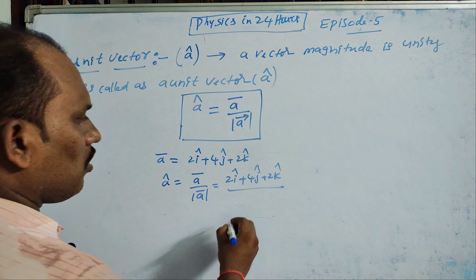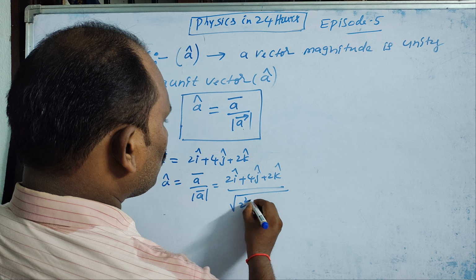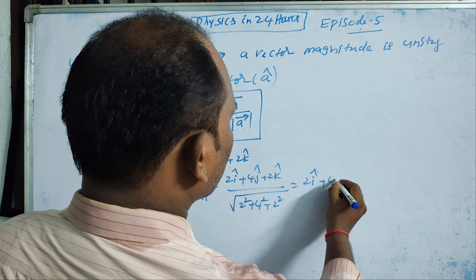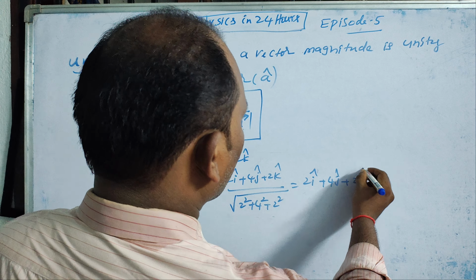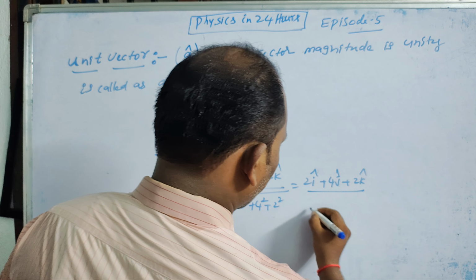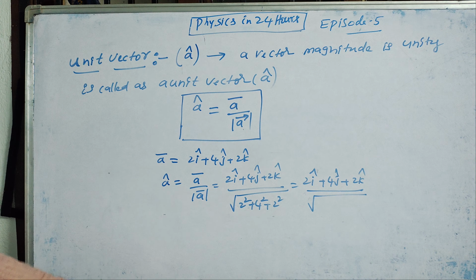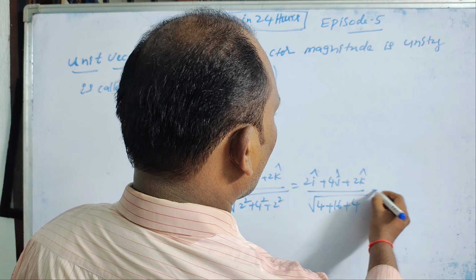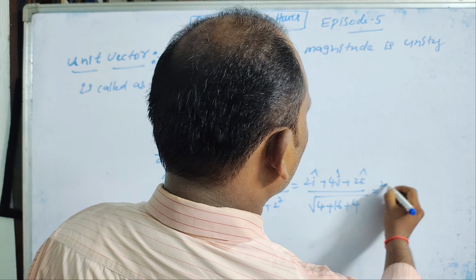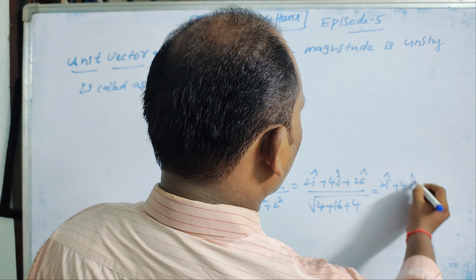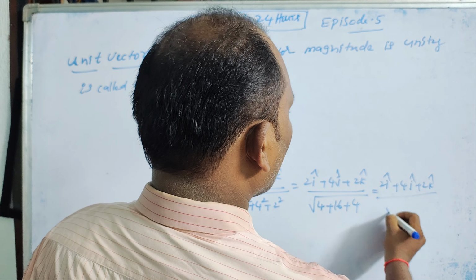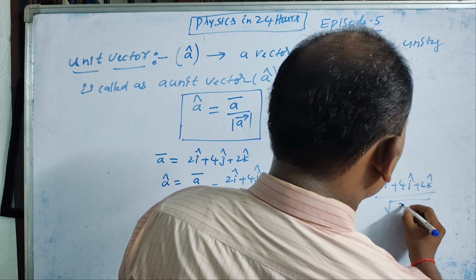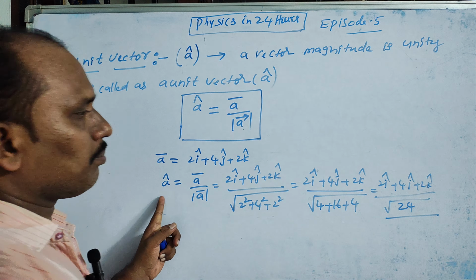Just now we discussed how to calculate it. So 2 square plus 4 square plus 2 square. So what do you get? 2i cap plus 4j cap plus 2k cap by root of, 2 square means how much? 4. 4 square how much? 16. 2 square how much? 4. So 2i cap plus 4j cap plus 2k cap by root of 4 plus 16, 20, plus 4, 24. So this is the value of A cap.